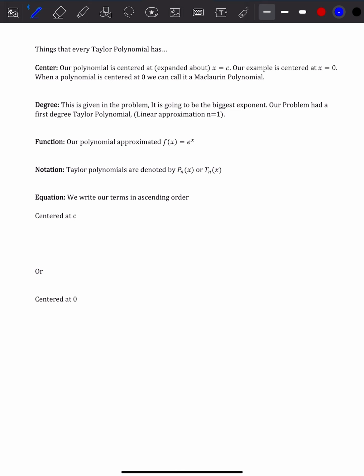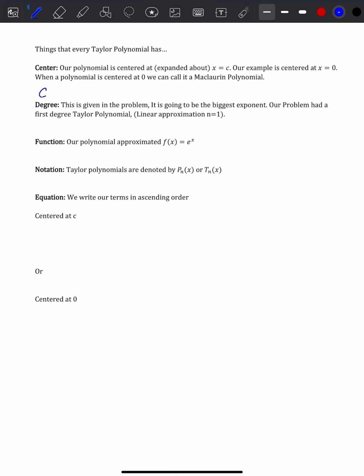First thing, it has a center. Our center is going to be denoted by c a lot of the times in our equations. So this is going to have a variable of c. So our polynomial centered at, or expanded about, those are going to mean the same things, x equals c. Our example is it's centered at 0.